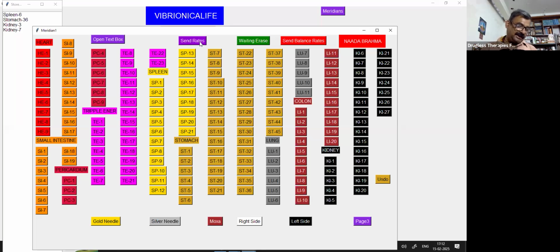Lung 11 is a wood element. Lung 10 is a fire element. Lung 9 is an earth element. And lung 8 is a metal element. And lung 5 is a water element. And to tone the lungs, for example, you know that there is lung deficiency. Lungs deficiency is there.